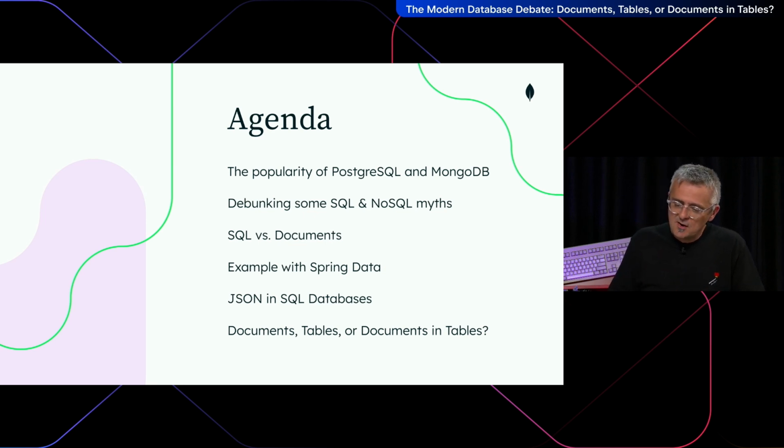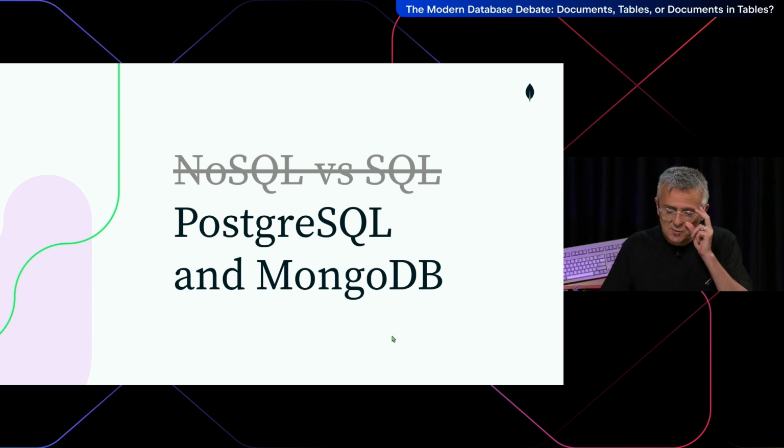We will cover first why I will mention mostly two databases, Postgres and MongoDB. I will debunk some SQL versus NoSQL myths that come from 10 years ago, but all those databases have evolved, and we will talk, of course, about SQL and documents and show some example from an application. And finally, we will see where one makes sense or the other, document tables or documents within the table.